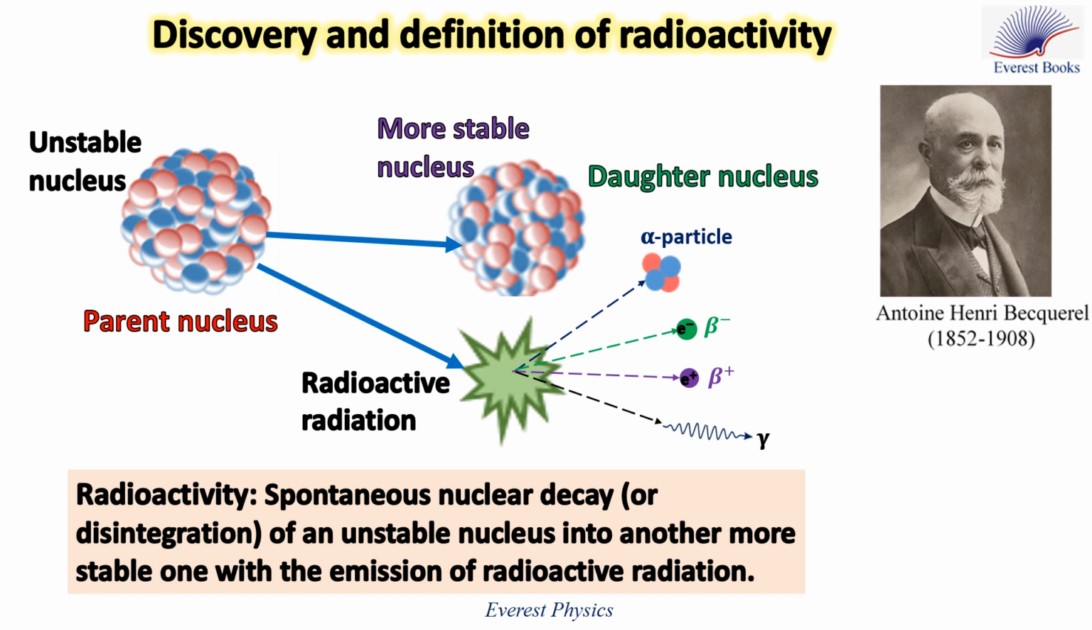For example, plutonium-240 decays into uranium-236 with the emission of an alpha particle. If the parent nucleus exists in nature, the type of radioactivity is called natural radioactivity, whereas if the parent nucleus does not exist in nature and is prepared artificially, the type of radioactivity is called artificial radioactivity.